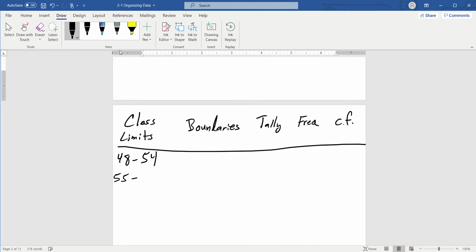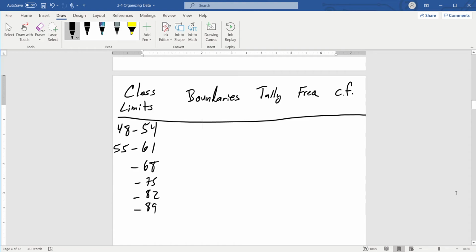Now instead of counting from here, now's where you can actually just start adding. 54 plus 7 is going to give you what? 61. Add 7. 68. Add 7. 75. Add 7. 82. Add 7. 89. Add 7 again. 96. And when do I add 7 again?